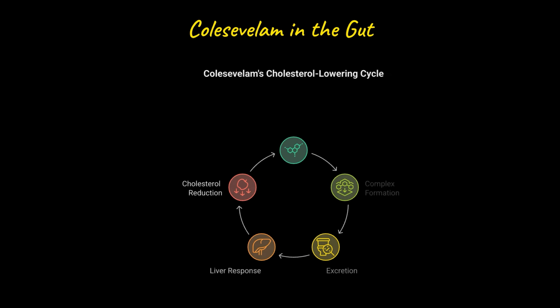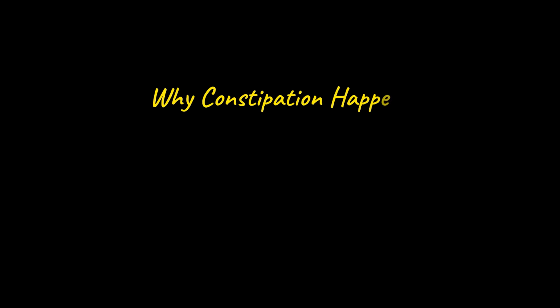The drug works by grabbing bile acids in the intestine and carrying them out in the stool. This forces the liver to convert cholesterol into replacement bile acids, which is how blood cholesterol falls. But that same bulky, water-grabbing resin also stiffens stool and slows bowel movement.